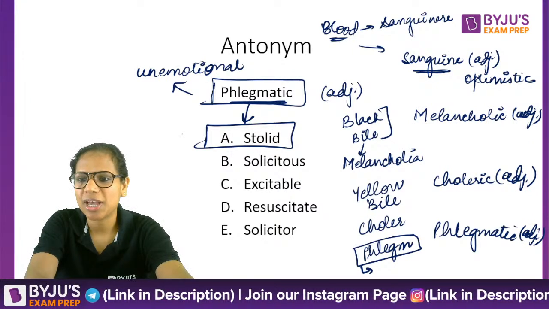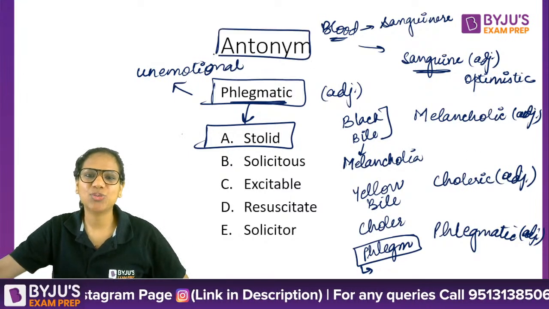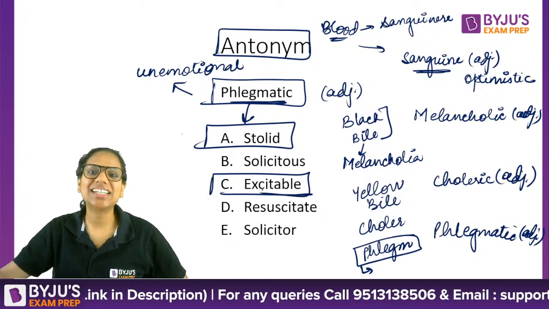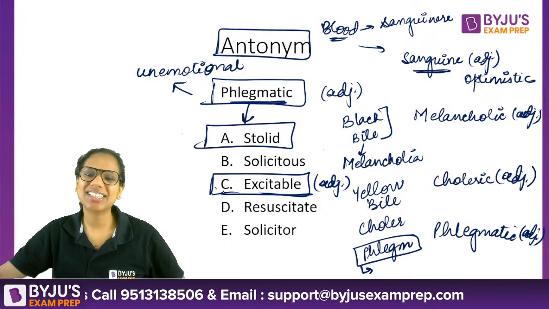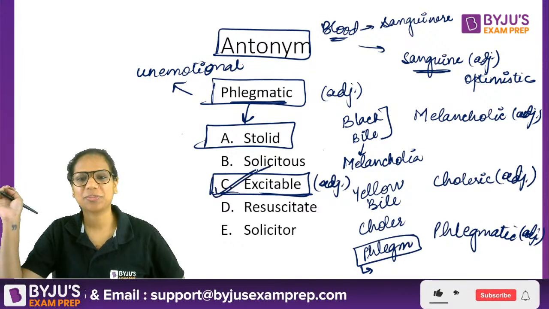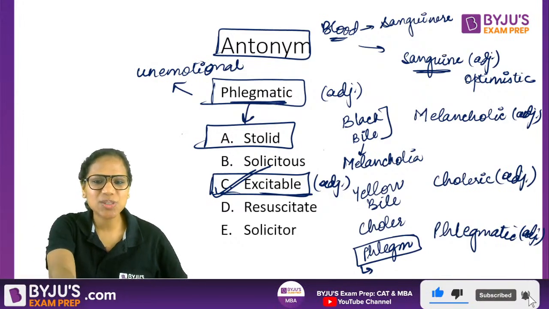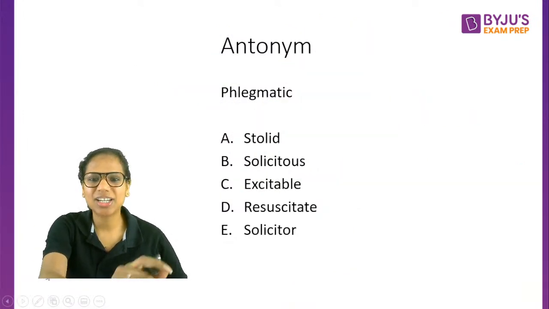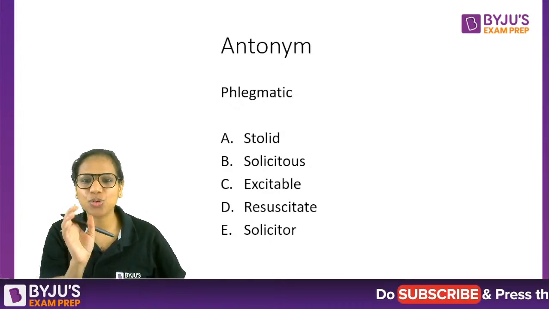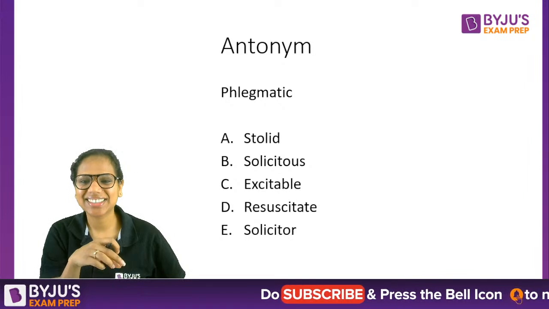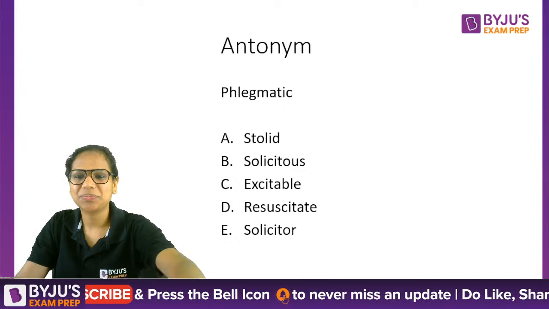Yes, good. I'm happy that you remember these. Antonym, we had to find out. C is the answer, excitable. Somebody who can be easily excited, right? So that is the antonym here. Good. Okay, so now here in these words, what is the common root? Find out what is the common root in these words. In four of these words, it exists. Let's see what you say.